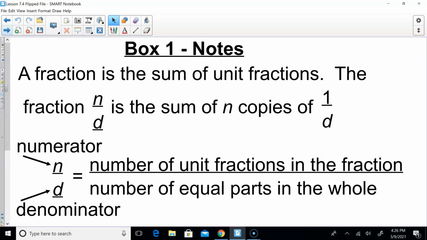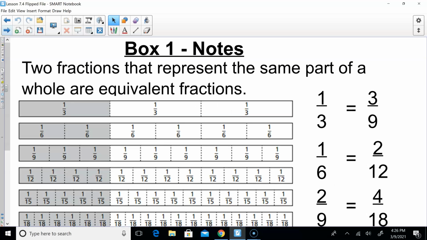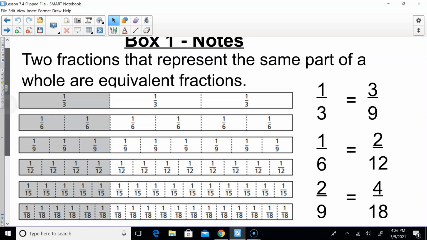So a fraction, notice I got rid of unit fraction, but we still have the numerator and the denominator, some key vocabulary words as we go through our fraction land. Today we're talking about equivalent fractions, and what equivalent means is equal. We're going to talk about some of the things we see here, and how this chart can help us out with finding equivalent fractions.